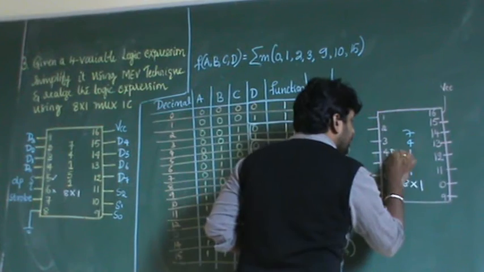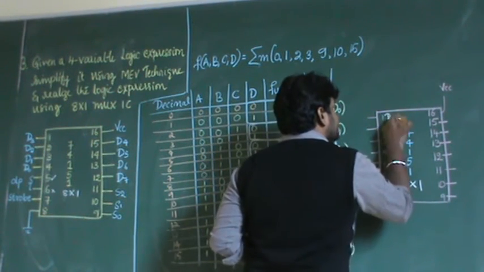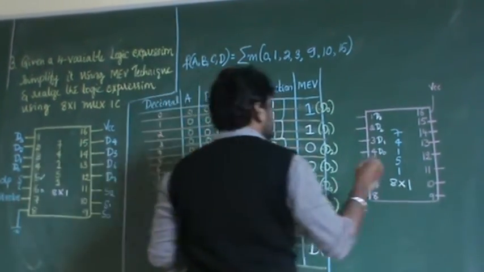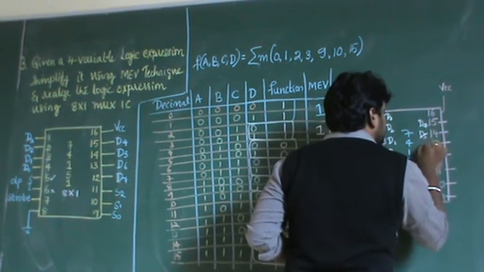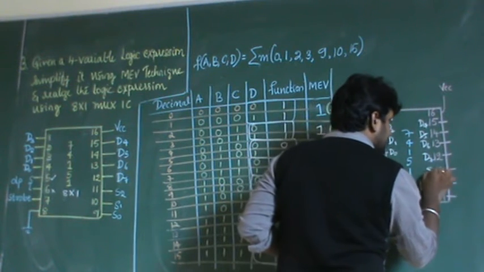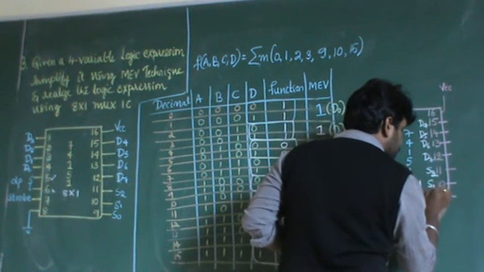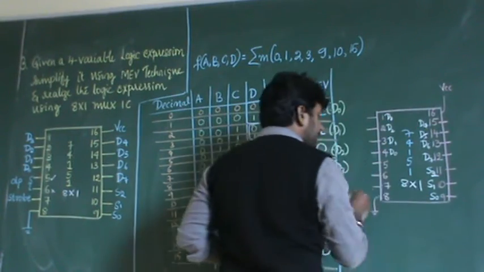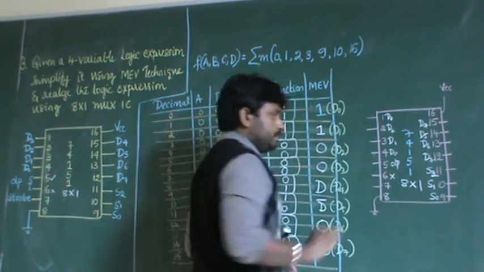So this is D0, this is D1, this is D2 and this is D3. And this is D4, and this is D5, this is D6 and this is D7. These are the select lines, that is S2, S1 and S0. And the 5th pin is the output, and we are not using the 6th pin.